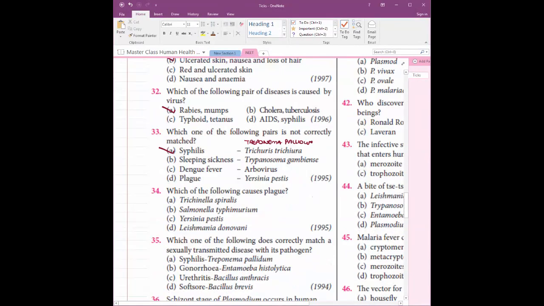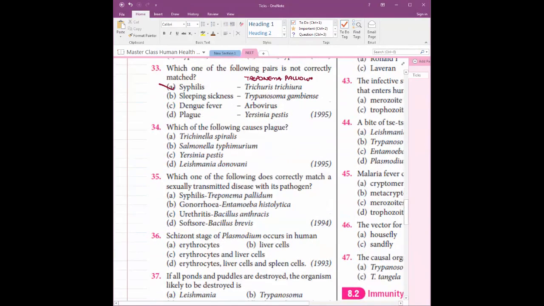Remember sleeping sickness, Trypanosoma gambiense. This is right, so keep this in mind. Dengue fever, we said it is the dengue virus, the actual name being arbovirus. And just a few moments ago, I talked about plague, Yersinia pestis. This is right. Keep this in mind, guys. Which of the following causes plague? It's the same question over here. It is Yersinia pestis.